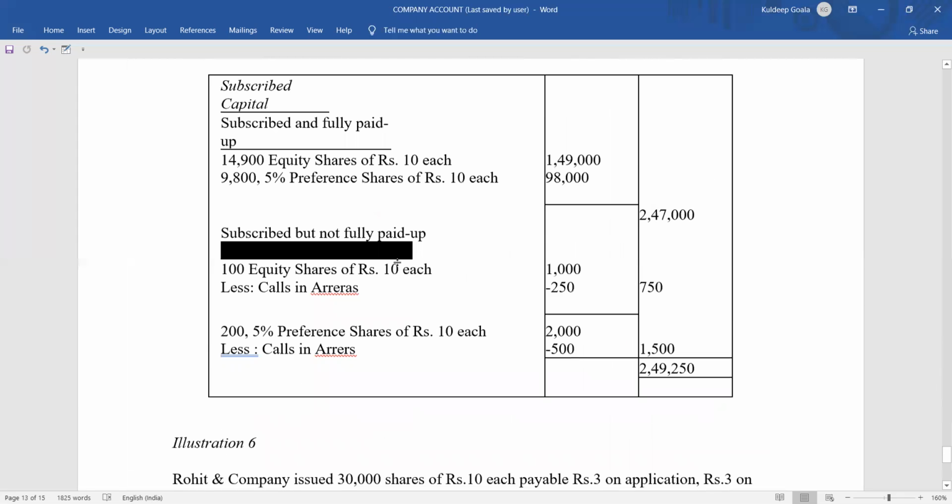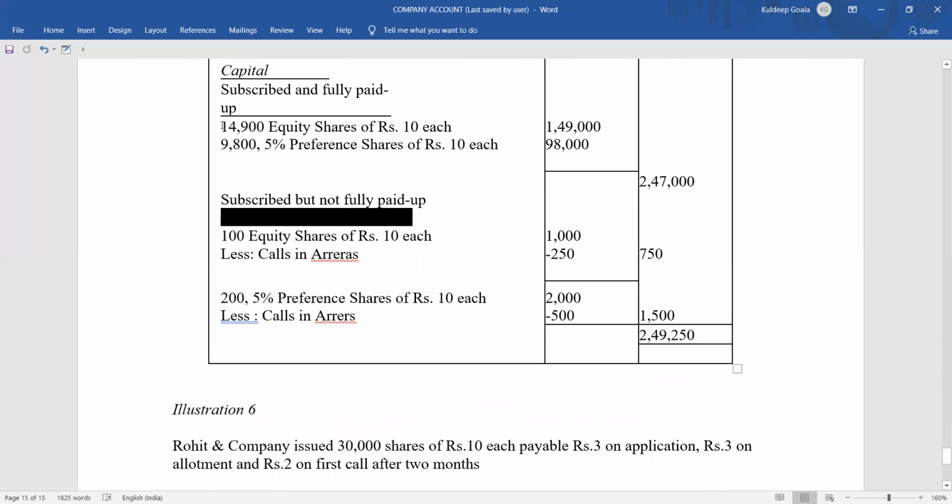So in subscribed capital, what are we getting? 14,900 equity shares of 10 each, that is 1,49,000. And again 9,800 5% preference shares of 10 each, 98,000 rupees. These are those who have fully paid the amount, right? Okay, so it is coming to 2,45,000.